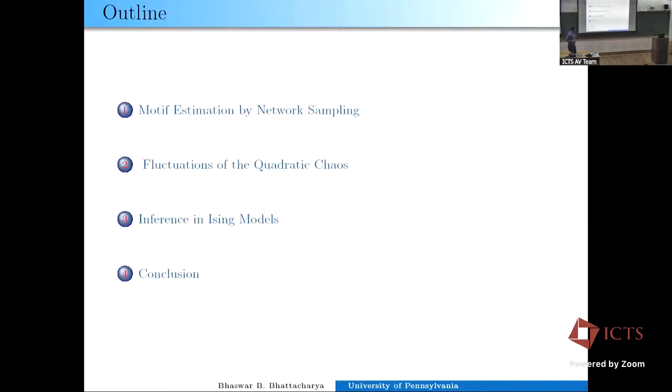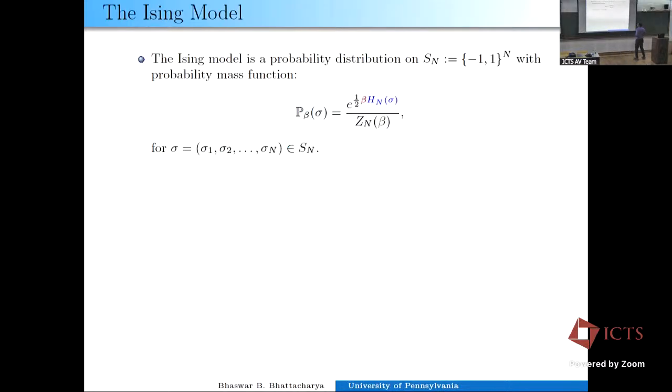Okay, so here's the third part. This is about fluctuations and inference in the Ising model. Okay, so what is the Ising model? It's a probability distribution over spin configurations. So we have a set of configurations, which is {-1, 1}^n. This is the hypercube with 2^n elements. And the probability of any spin configuration sigma is given in this form. It's a statistical physics model where the probability of sigma is exponential of beta times the Hamiltonian H_n(sigma).